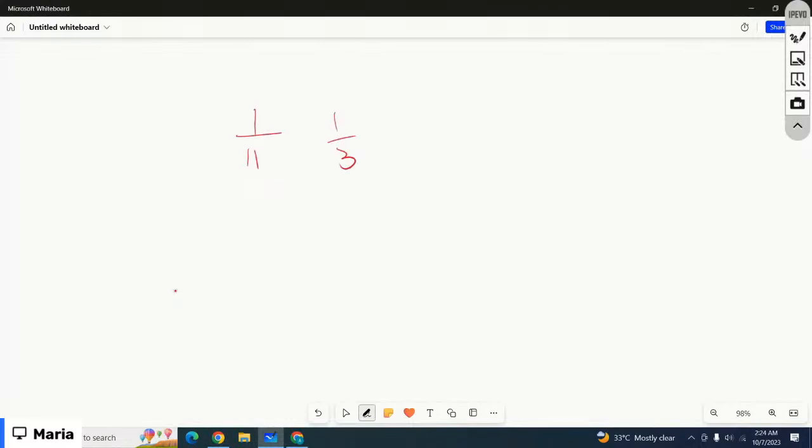So the common denominator is 33, right? 11 times 3 is 33, so you need to multiply this fraction by 3. And 3 times 11 is 33, so you need to multiply this one by 11. So it's 3 over 33 and 1 over 33.